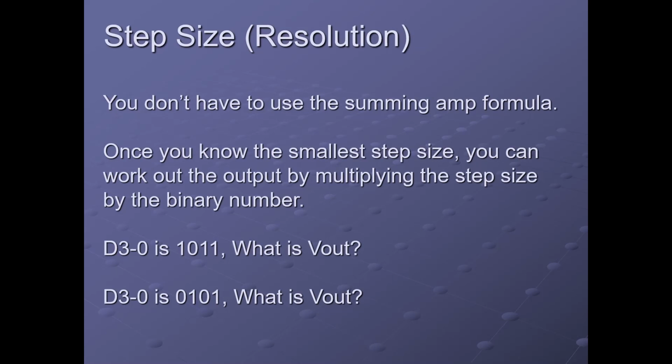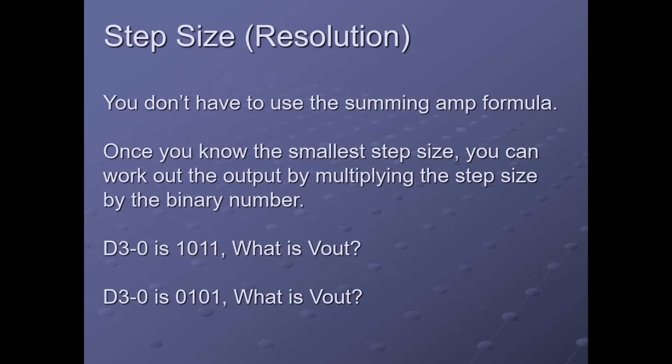Okay, so now we've got all of that, we don't have to use the summing formula. You can if you want to. Once you know the smallest step size, you can just work out the output by multiplying the step size by the binary number. So again, pause the video and see if you can get these right.